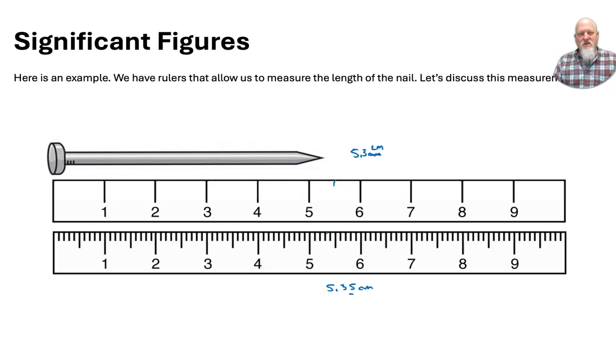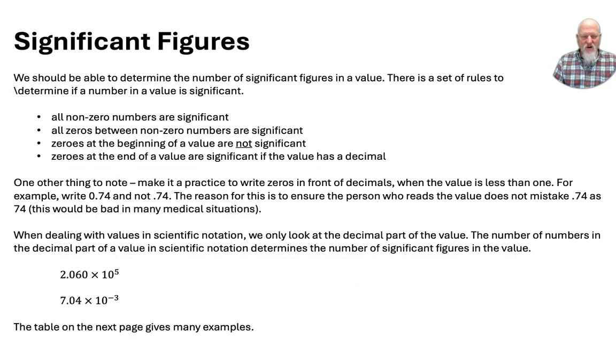You can see two rulers here. One's going to give me a little bit more precise measurement than the other because it's got more marks on it. All right, so let's take my number, 5.002 grams. That was the mass of the nickel. I want to determine the number of significant figures in this value.